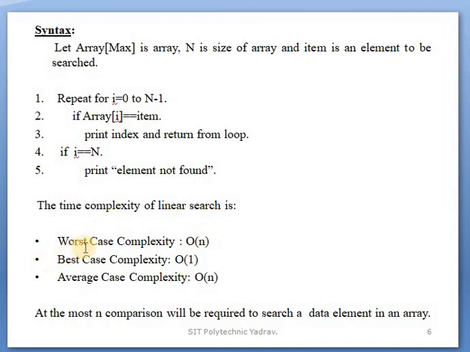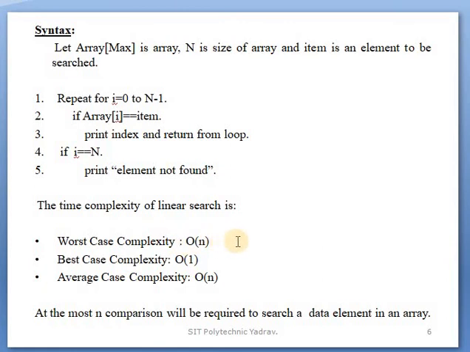Worst case complexity is big O of n. Best case complexity is big O of 1, and average case complexity is big O of n. At the most n comparisons will be required to search a data element in an array. Clear? Means what? The complexity is big O of n.